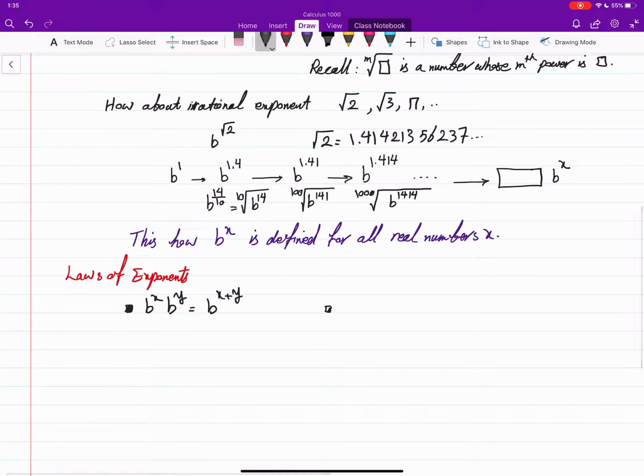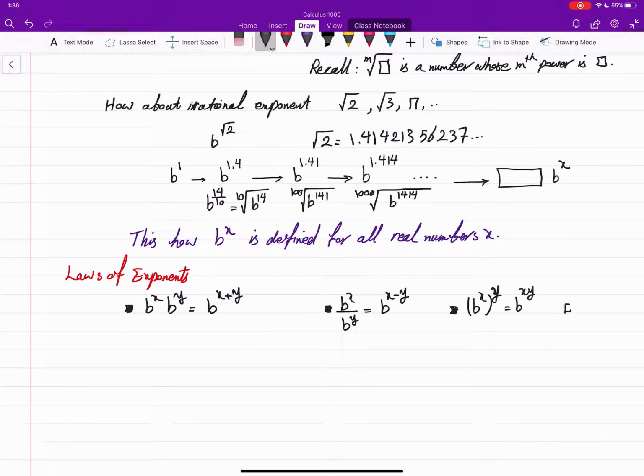The second one is that when you divide two exponential expressions which have the same base, you can write b to the power the exponent of the numerator minus the exponent of the denominator. The third law is when you have an exponent of an exponential expression. So b to the power x, to the power y, this is b to the power xy.